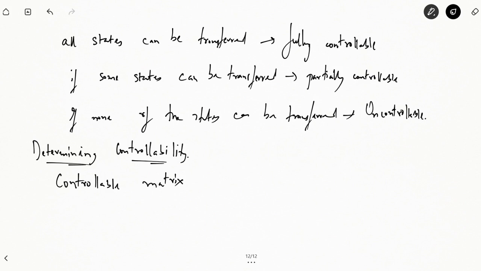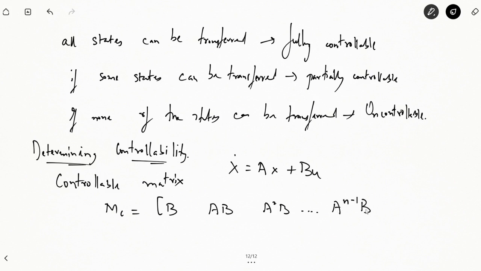We define the controllability matrix MC as B, AB, A square B. So if you have any state space model x dot equal to AX plus BU that is given to you, you know the value of A, you know the value of B. So you can find this controllability matrix B, AB, A square B, up to A to the n minus 1 B, where n will be the order of the state space model. So if the order of the state space model is 3, you'll have B, AB, up to A square B, fine.